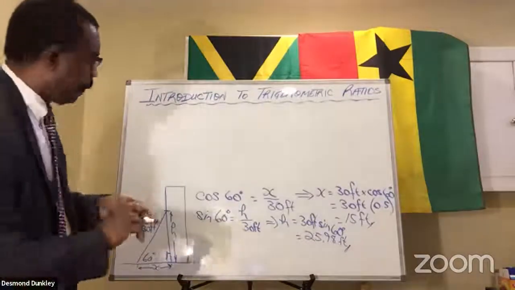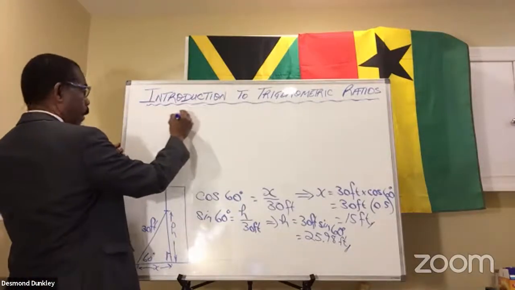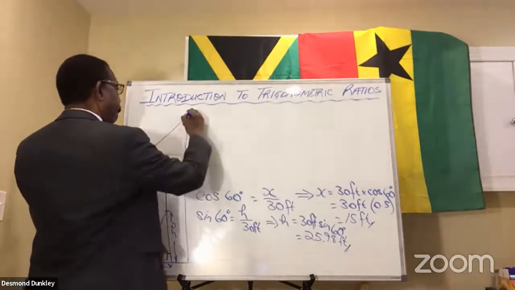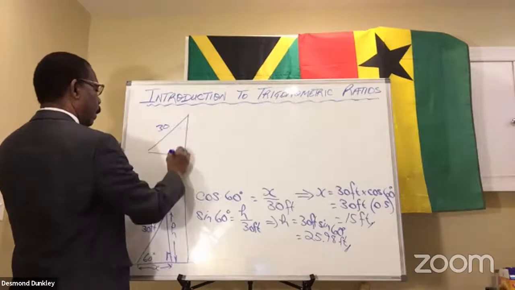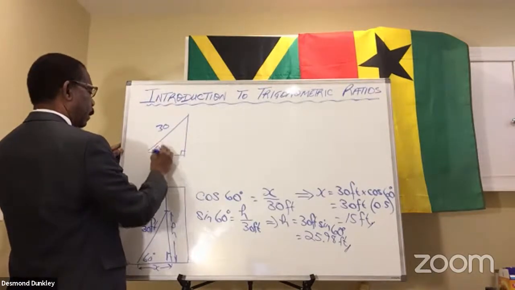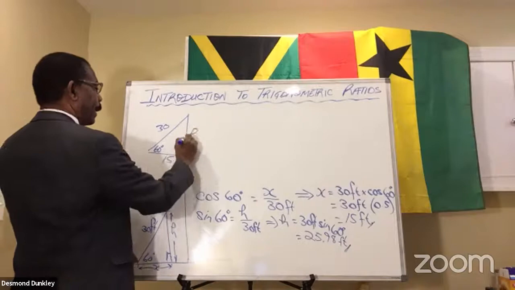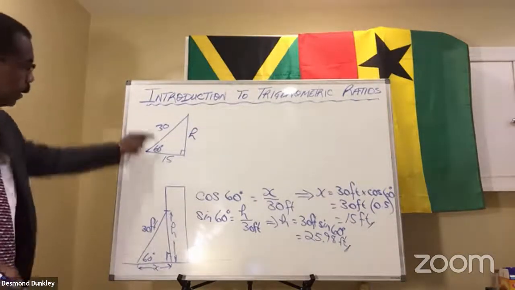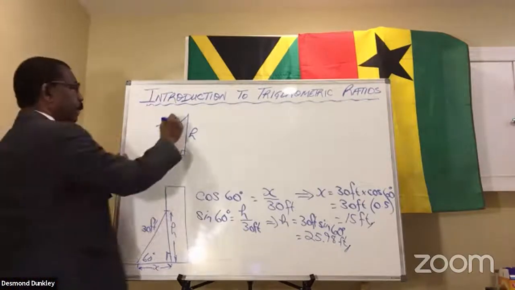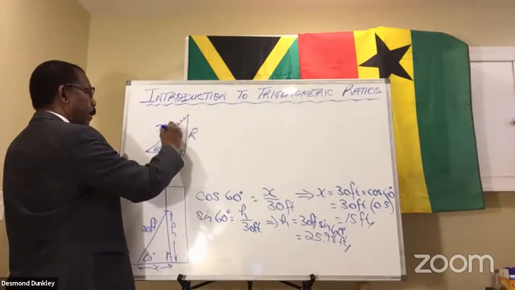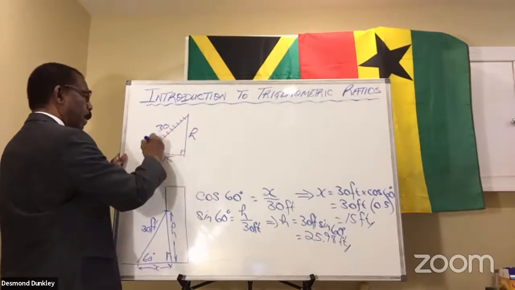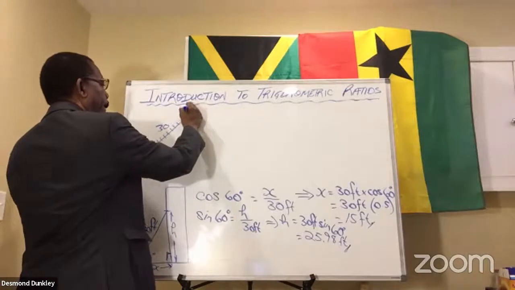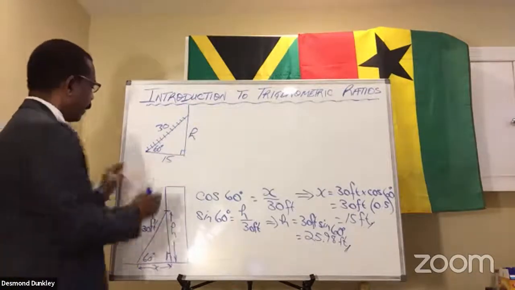So what do we have? We have this shape. 30, 60, 15, and 8. So it's a right triangle. The ladder is 30 feet. This is your ladder. This is the building. This is the ground.